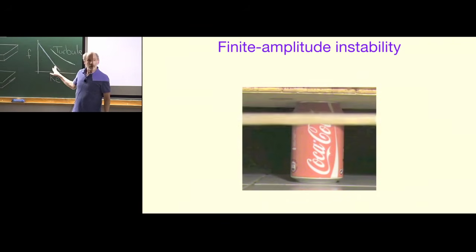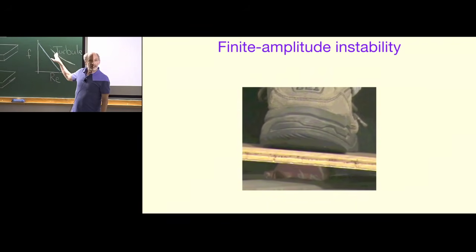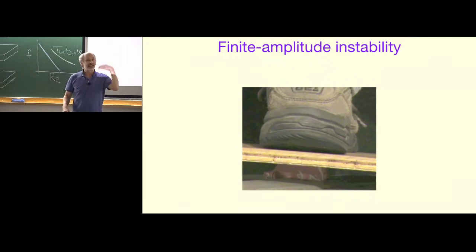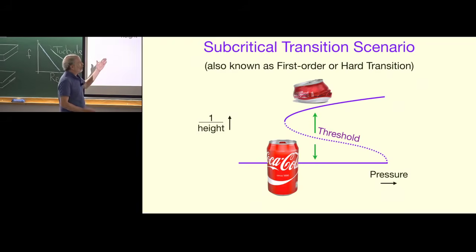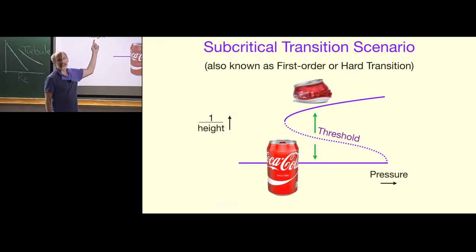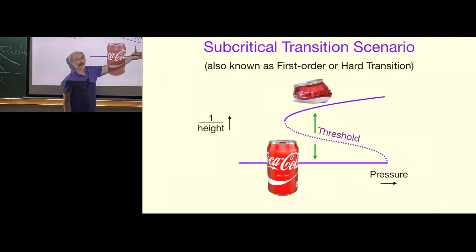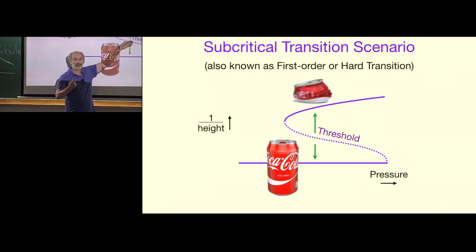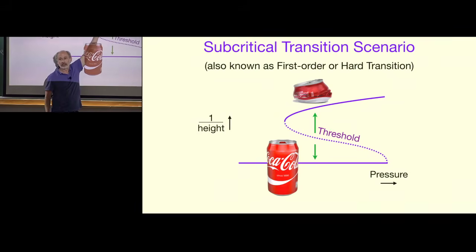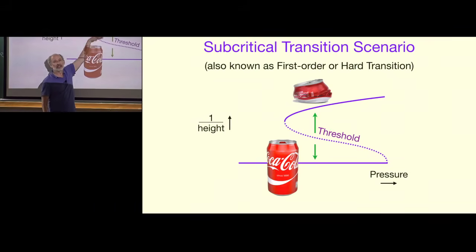This is laminar flow. You introduce a perturbation and you transition to turbulence. Okay? A finite amplitude perturbation is necessary, and then you transition. And it's an abrupt transition, and it's dramatic. Okay? So this is the way you should think about it. I have a control parameter, which is pressure, and I have a state, which is the inverse height of the can. Okay, so I have my laminar state, which is the uncrushed Coke can, and I have the turbulent state. And there's a threshold depending on pressure, and if I cross that threshold with a finite perturbation, I jump to the crushed state.